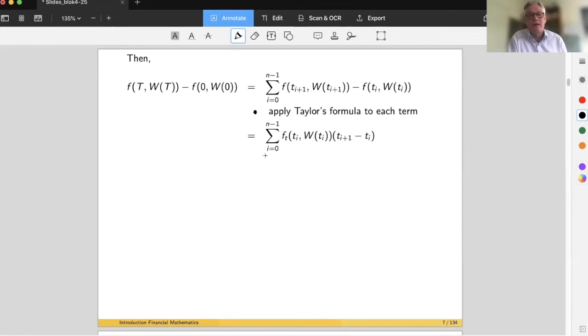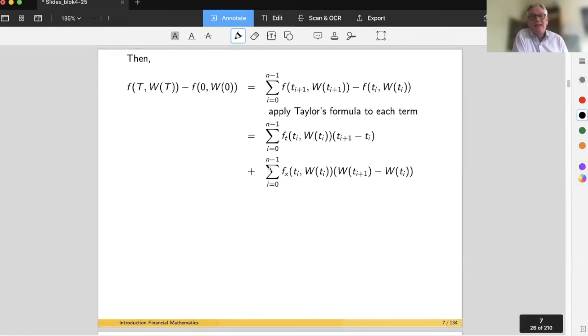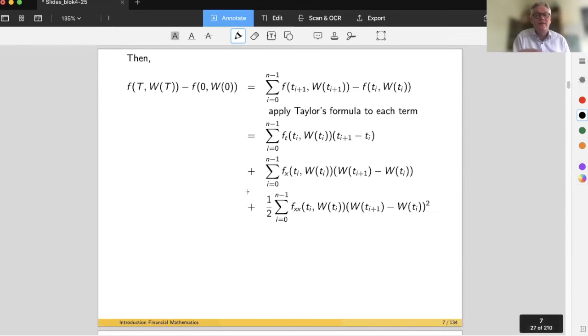That's the first part. Second part, that is, of course, the second argument here. And that gives us a sum, i runs from 0 to n minus 1 of the first derivative of f with respect to x at the point ti, w(ti), times the increment in the second argument, w(ti+1) minus w(ti). And the third term here is the following.